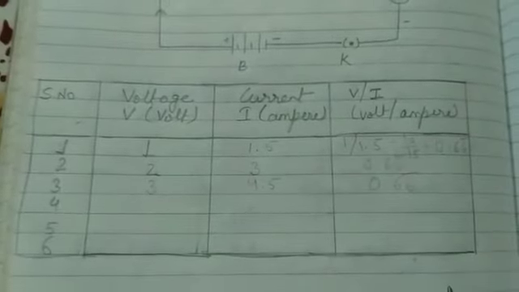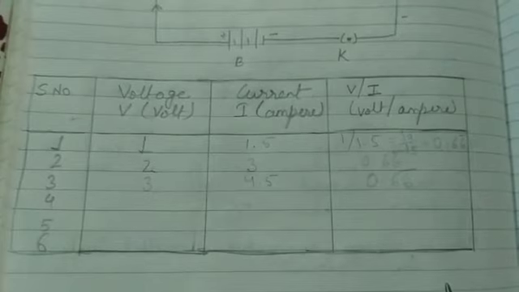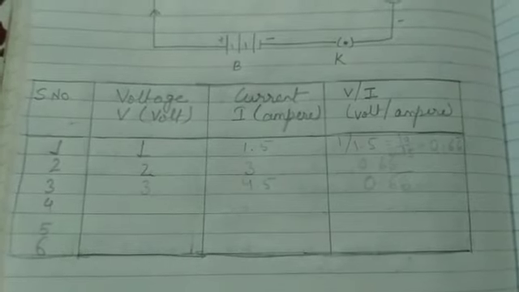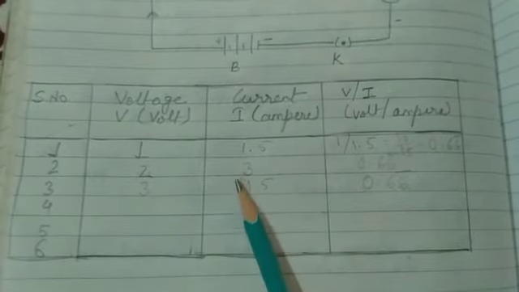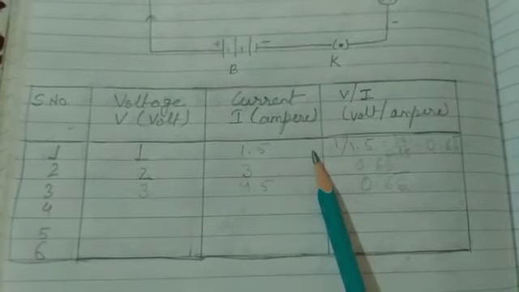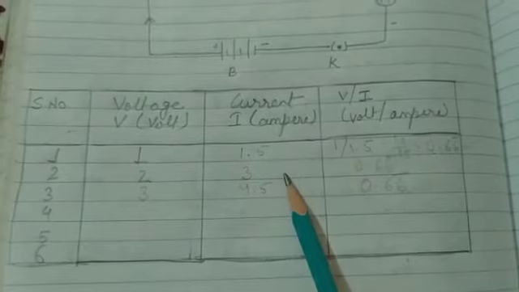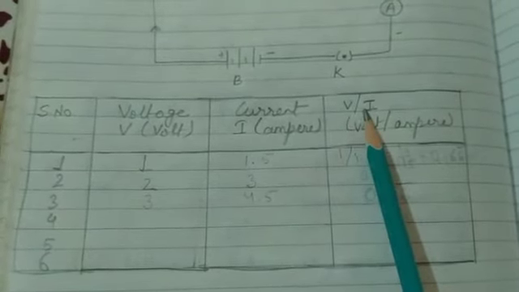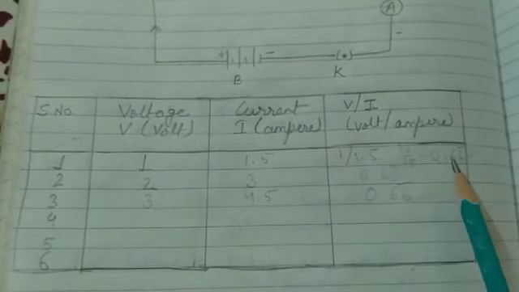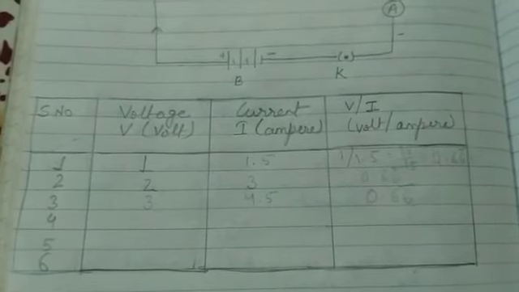So how to find out whether any conductor is following Ohm's law or not? Just you take the values of V and I and plot a graph. If graph is straight line, it is ohmic conductor, otherwise not. Or you take the ratio of V upon I. If it is constant, then also it is ohmic, otherwise not.